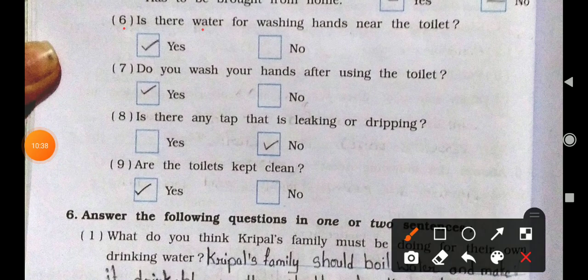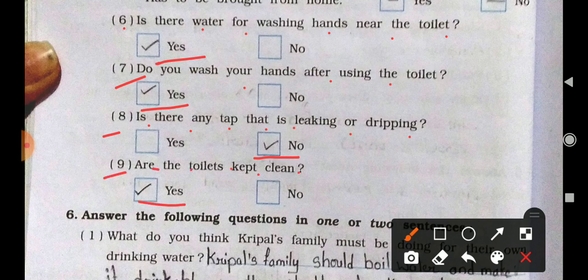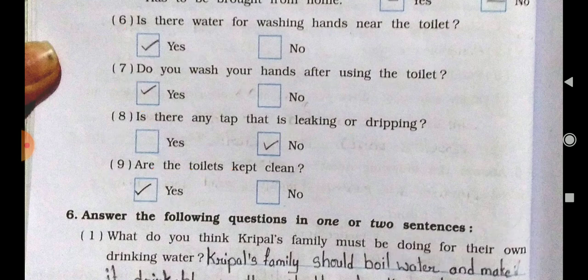Is there water for washing hands near the toilet? Yes, there is. Do you wash your hands after using the toilet? Yes, we must wash our hands. Number 8. Is there any tap that is leaking or dripping? No, we don't have any tap in our school that is leaking or dripping. Number 9. Are the toilets kept clean? Yes, our school cleaner, peon or washroom cleaner always keeps our school toilets clean.